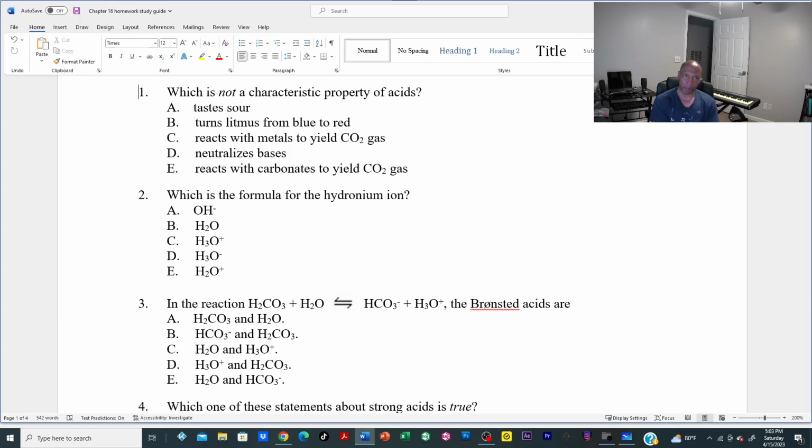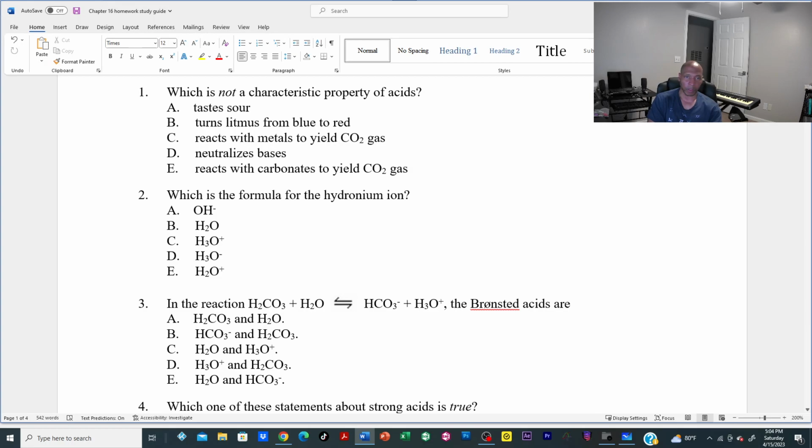Okay. So C, reacts with metals to yield carbon dioxide. That one's kind of iffy, right? That one doesn't make sense. All right. So the answer, of course, is C. That is not a characteristic property of acids. D, of course, it neutralizes bases. Acids do that. And E, they react with carbonates to yield carbon dioxide. So the answer there, of course, is C. That's the only one that's not true.